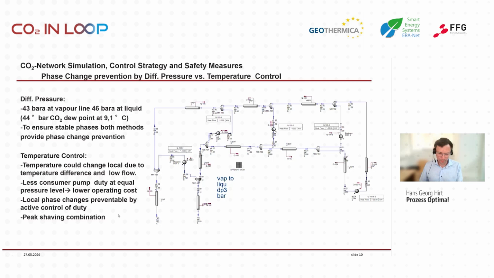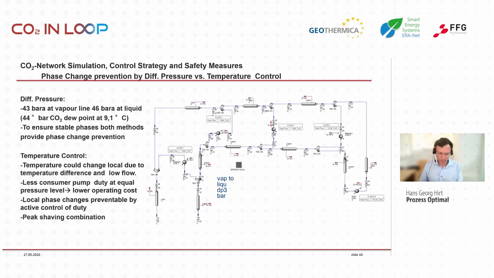To ensure this prevention of the phase change, Robert already mentioned it. It's necessary to keep distance to the boiling point of the CO2, and there are two possibilities. Even combinations are possible. The first one is a differential pressure of vapor and cooling line. For example, if the boiling point of CO2 is lying at 44 bar at 9.1 degrees Celsius, so this is the ground temperature of the CO2 network in Denmark.